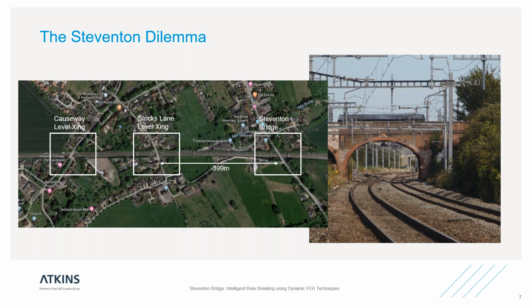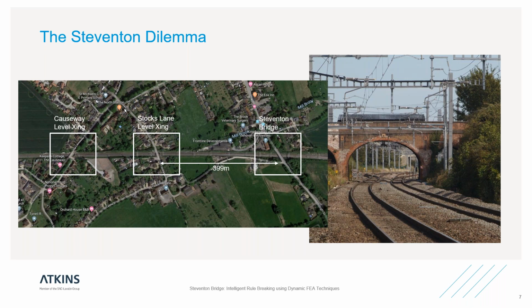So a number of options were looked at. I mean, every option was looked at during the option development process, including closure of the level crossing. However, the crossing is an important access to a number of houses and businesses, and level crossing closures, as anyone who's been involved with them will tell you, is not a straightforward process, and it does not have a certain outcome.